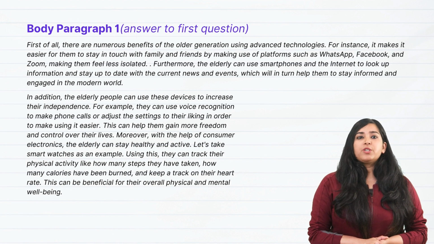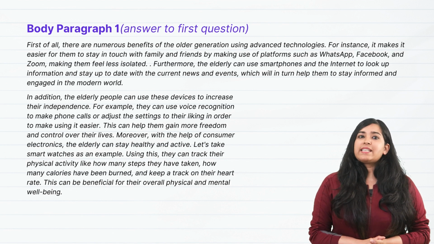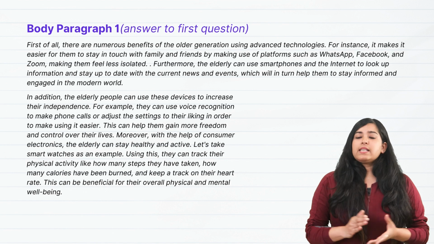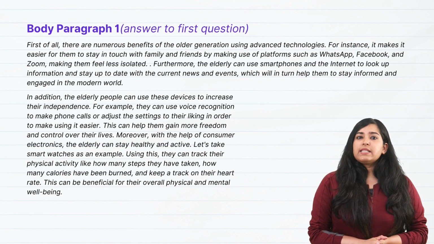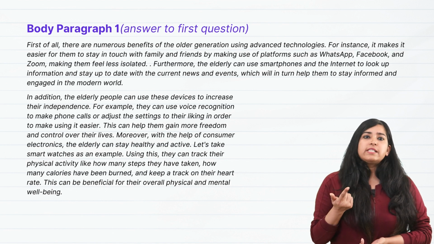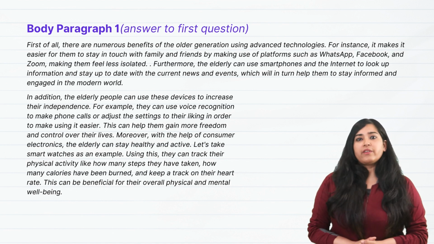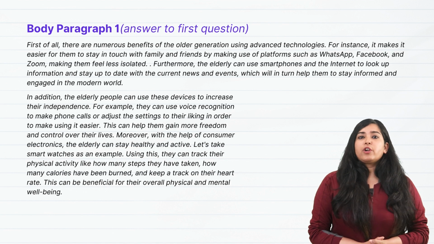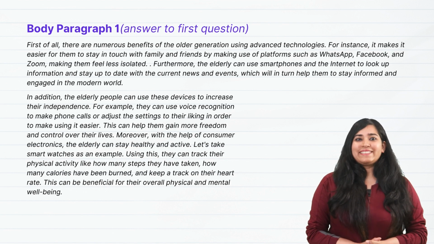Moreover, with the help of consumer electronics, the elderly can stay healthy and active. Let's take smartwatches as an example. Using this, they can track their physical activity, like how many steps they've taken, how many calories have been burnt, and keep a track on their heart rate. This can be beneficial for their overall physical and mental well-being. We now need to answer the second part of the question.